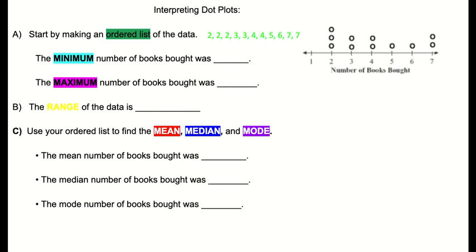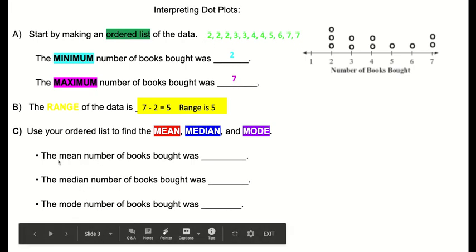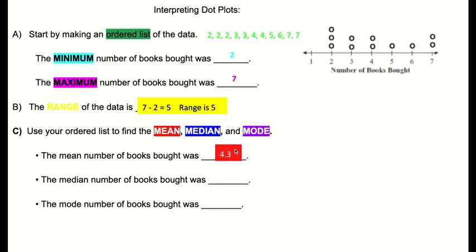Then I'm going to go through the vocabulary words that we learned last week. So the minimum number of books bought, I said on the last page, was 2, and the maximum was 7. Using this information, I can calculate the range. Remember, the range is the maximum minus the minimum, so 7 minus 2 is 5. So my range here is 5. I can also use this ordered list to calculate the mean, the median, and the mode. I would calculate the mean by adding all of these numbers up and dividing by 11 because there's 11 numbers. I would get 4 and 3/10. The median from this ordered list is going to be the number in the middle, and that is 4.